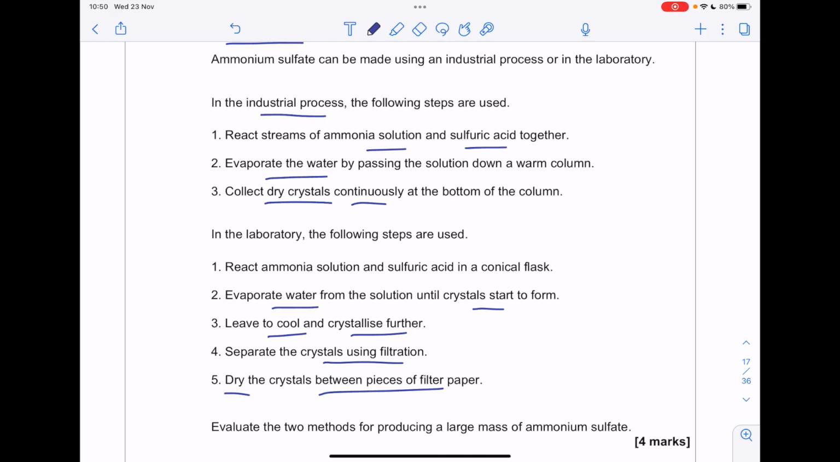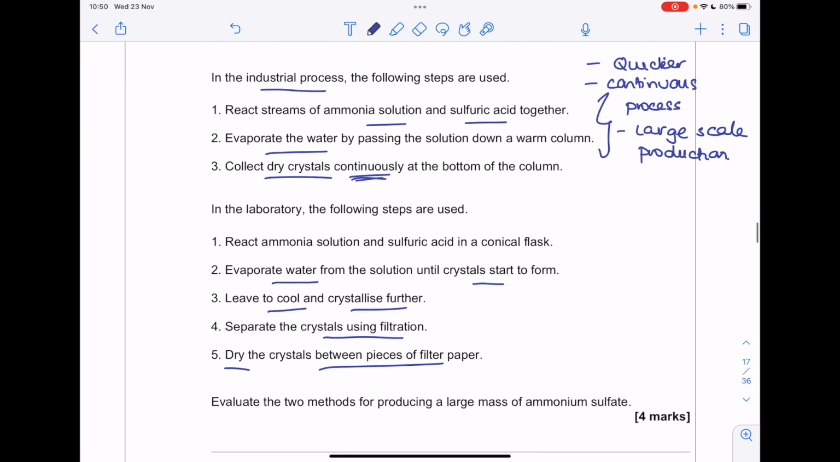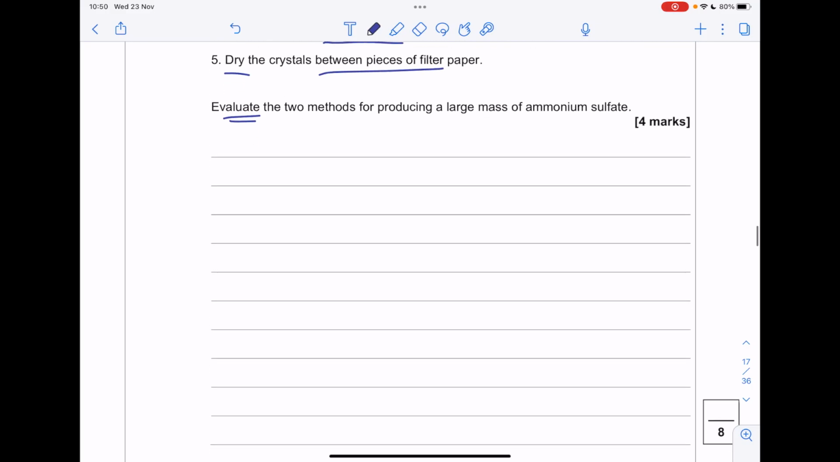Okay, so a large mass means we're producing lots of it. So what's good about this one? First of all, you can see it's going to be quicker. This is a key word. It's a continuous process rather than a batch process. Everything's made on a large scale. Evaluate tends to mean give disadvantages, but really, there are no real disadvantages here with the industrial process if, after all, what you're after is a large mass of ammonium sulfate.